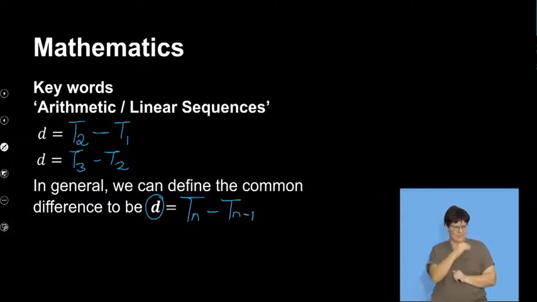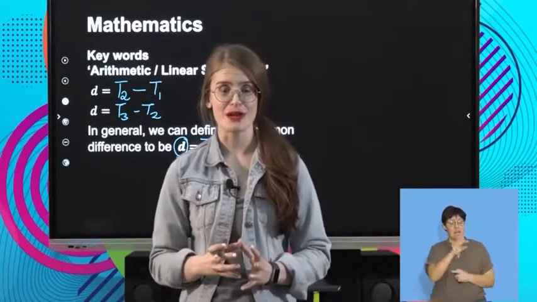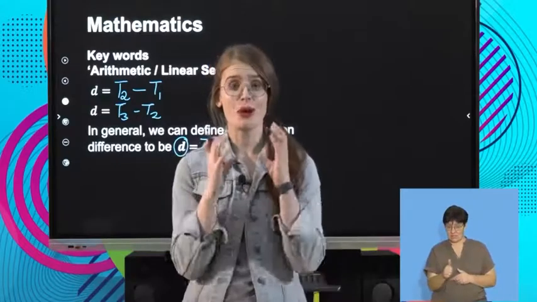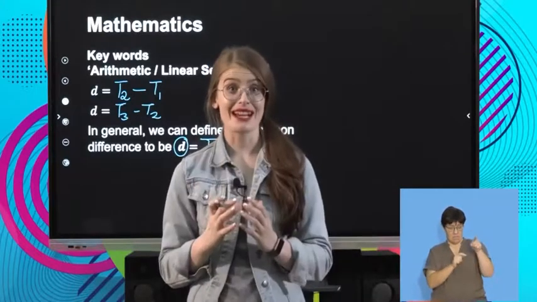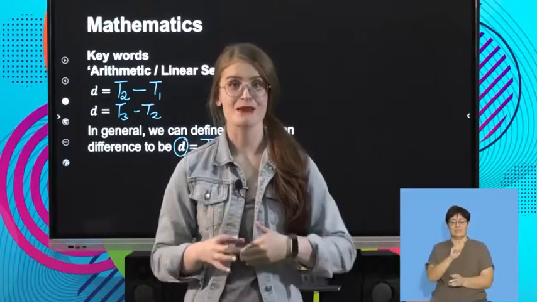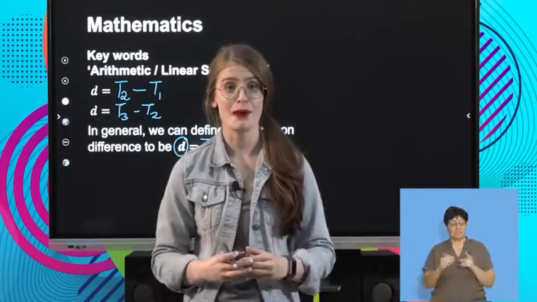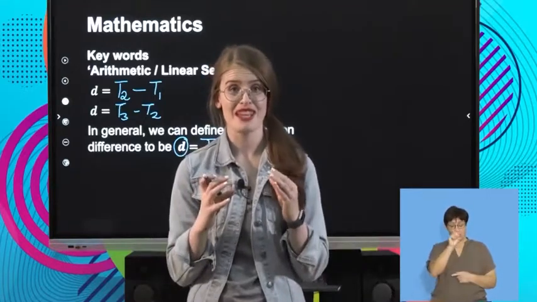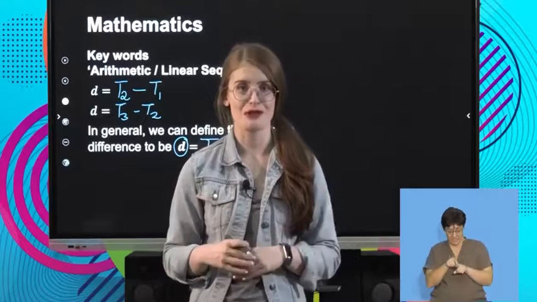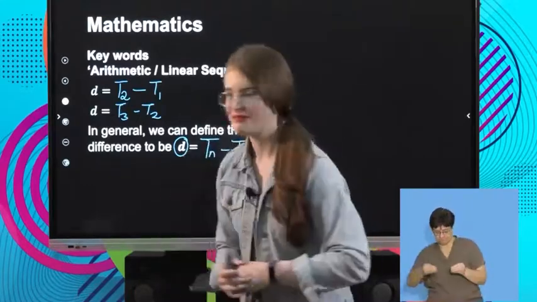What this means, everyone, is the common difference can be calculated for a linear sequence by taking the value of a term and subtracting the value of the term that comes before it. So I'm going to say that again for everyone. The common difference can be found by taking the value of a term and subtracting the value of the term that comes before it. Let's have a look at the next slide.